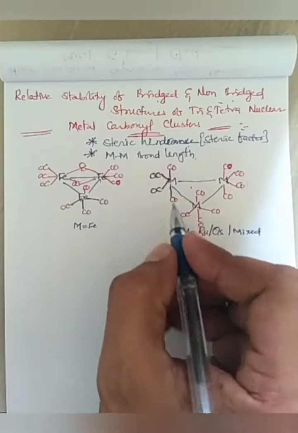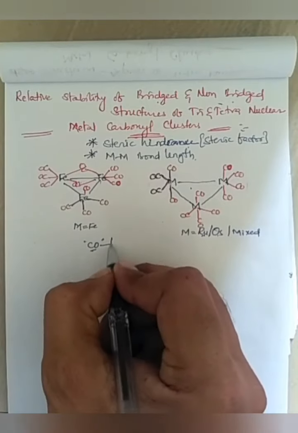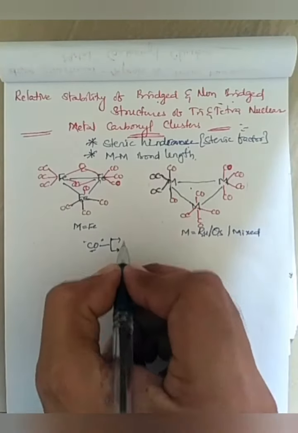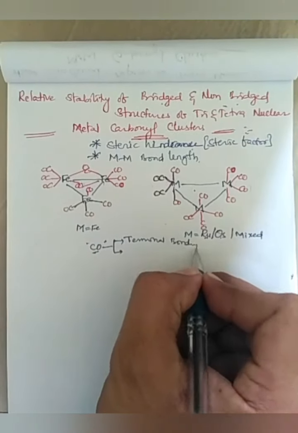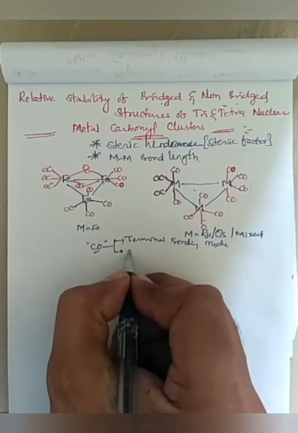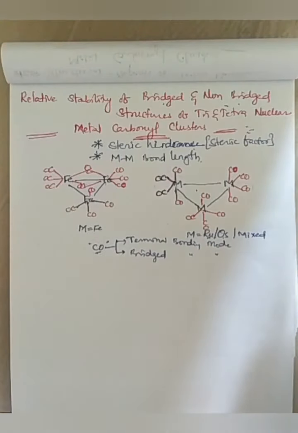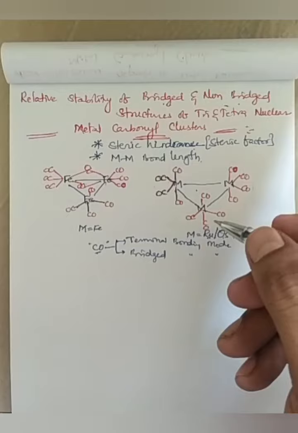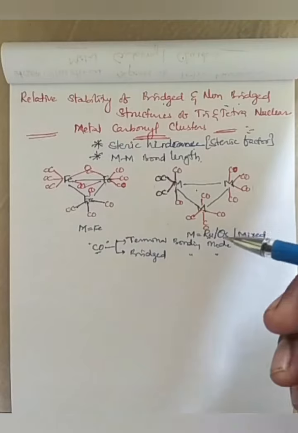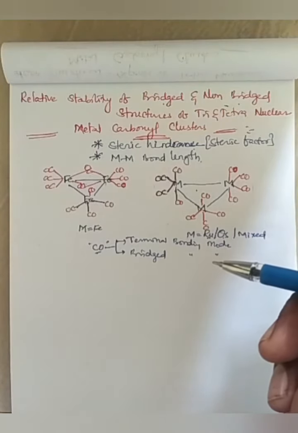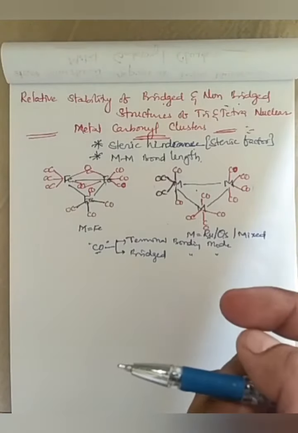In this case, even the ligand carbonyl has two modes of bonding, right? It can have a terminal bonding mode, and it also has a bridging bonding mode. The carbonyl ligand can behave as a terminal bonding ligand, and it can also behave in a bridging bonding mode. It can bind two or three metals with one carbonyl.